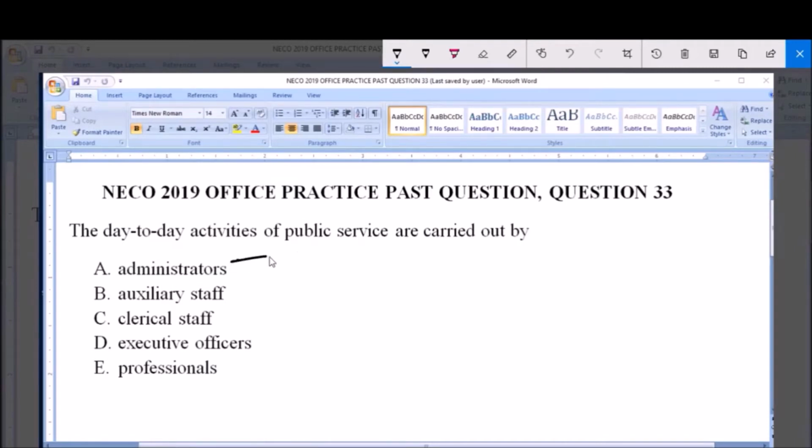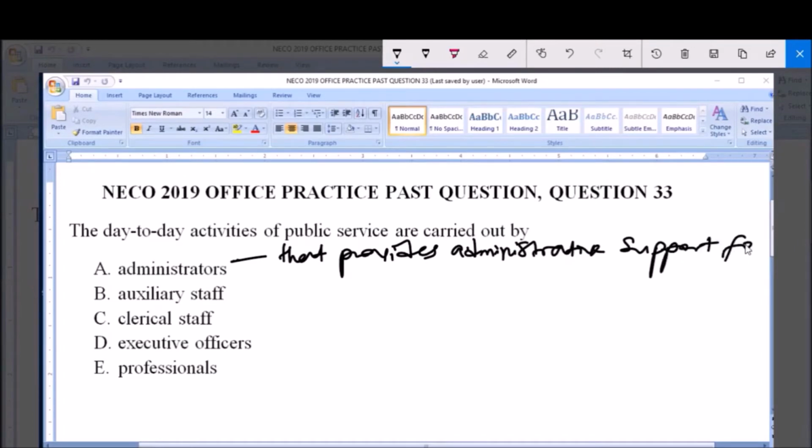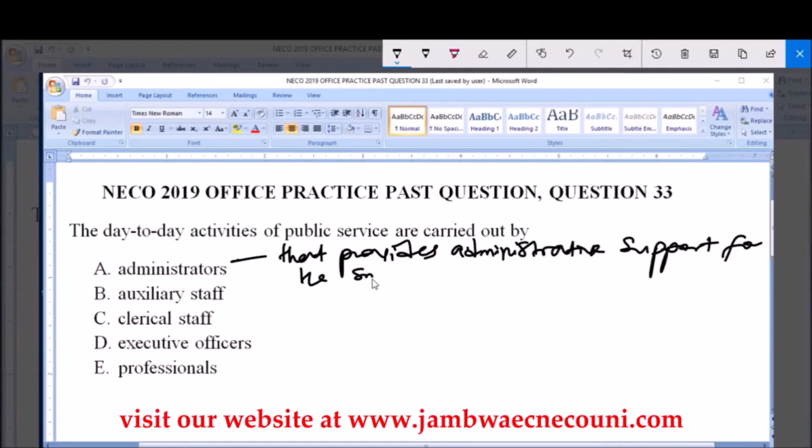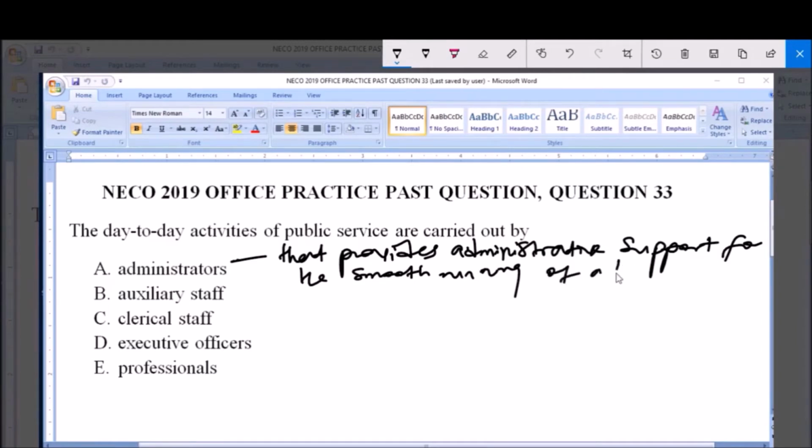Now, the administrators are those that provide administrative support for the smooth running of a business organization. So the administrators are those that give administrative support to the smooth running of a business or administration or a public service.